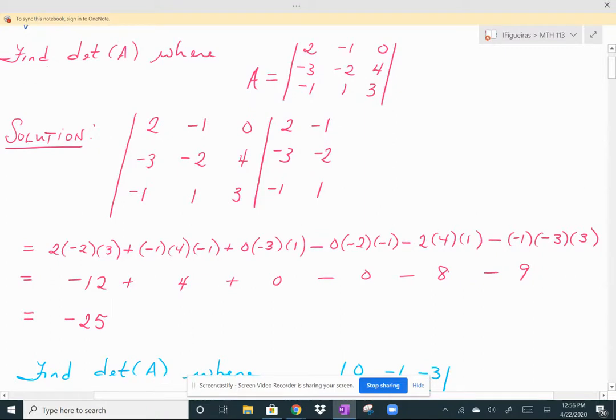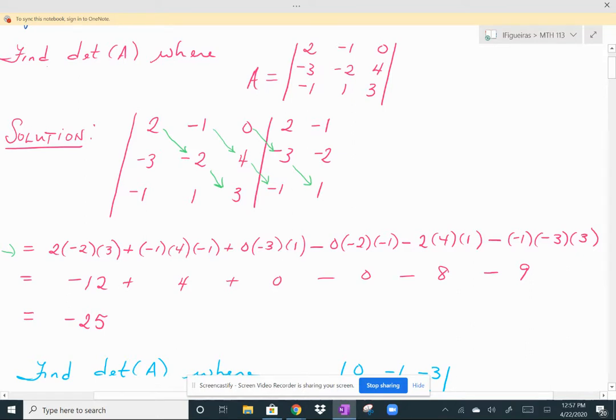You start from the upper left-hand corner and multiply on a diagonal. So the first product is 2 times negative 2 times 3. That's what you're seeing in this line. Then you go to the next diagonal with 3 values. Negative 1 times 4 times negative 1. That's the next product that you see. And then the last diagonal of 3 numbers is 0 times negative 3 times 1.